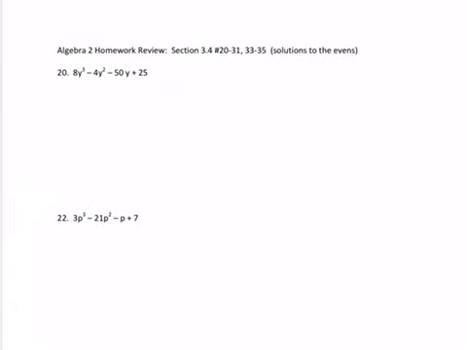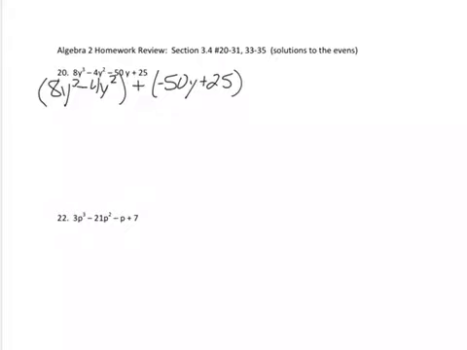Whoops, if I can actually get this to be a writing utensil. There we go. So I'm going to group the first two terms together. So that's 8y cubed minus 4y squared. Now with the minus sign coming next, we have to go plus negative 50y plus 25 for the second term.